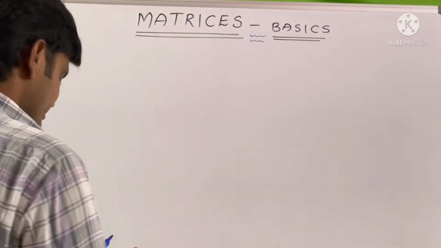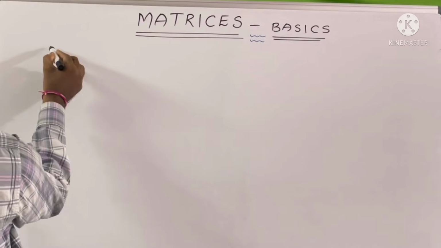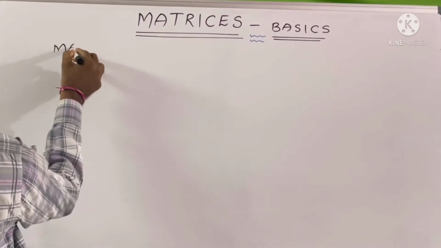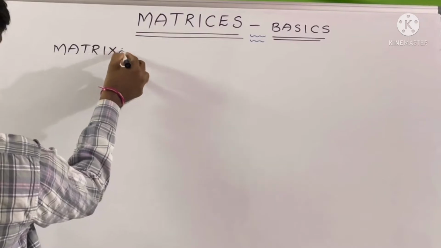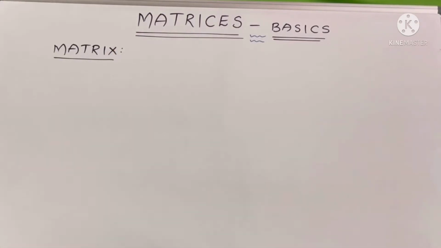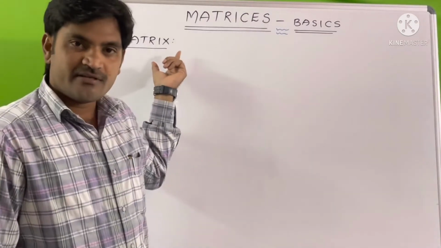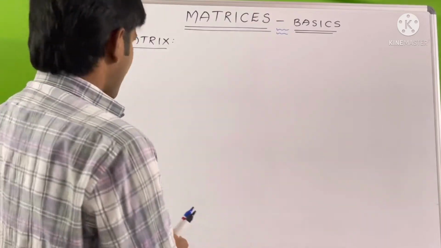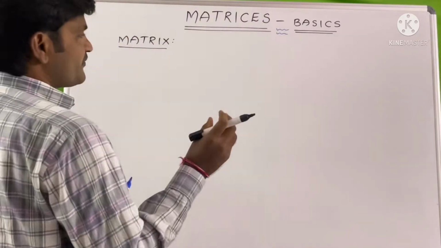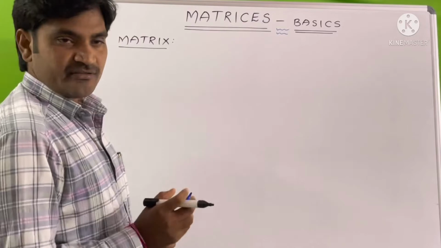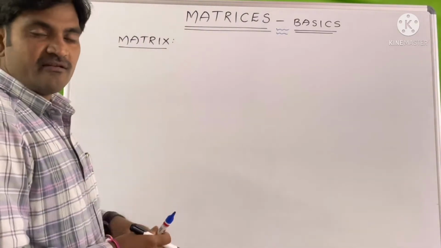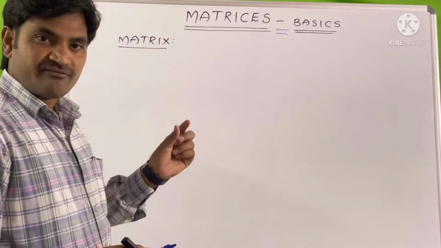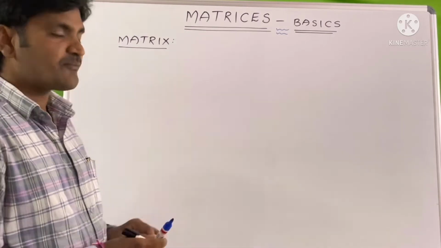The first definition is matrix. Matrix means we can arrange some elements in rows and columns. Then we get a form. That form is called a matrix.